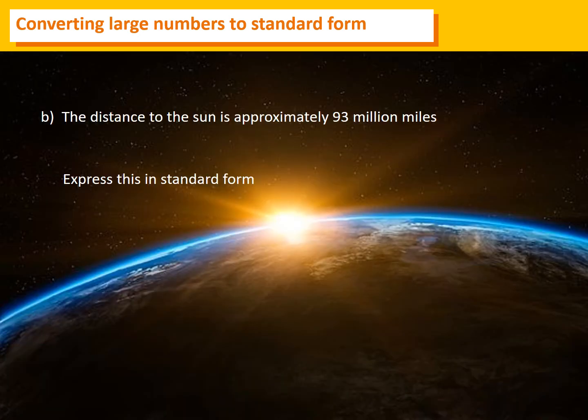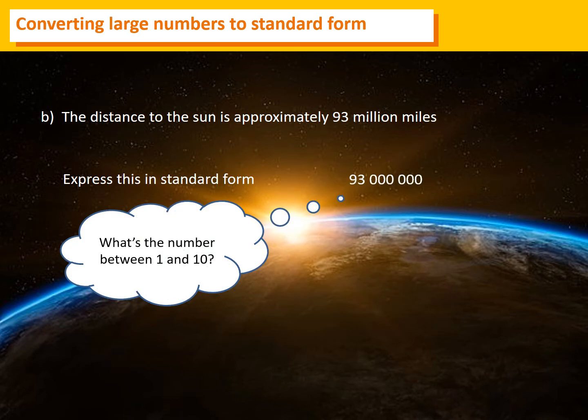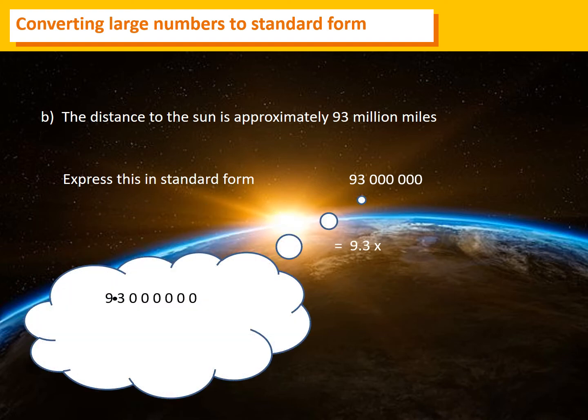In this example, we're back in space with a very large number of 93 million miles. To express this in standard form, we would insert the decimal point after the 9. That would give us 9.3. After the decimal point, how many figures can you see? There are 7 digits. Consequently, our power of 10 will be 10 to the power of 7.